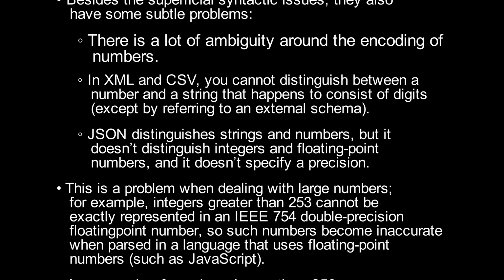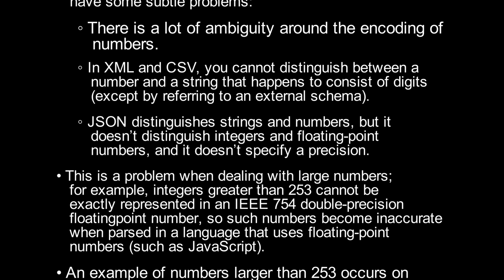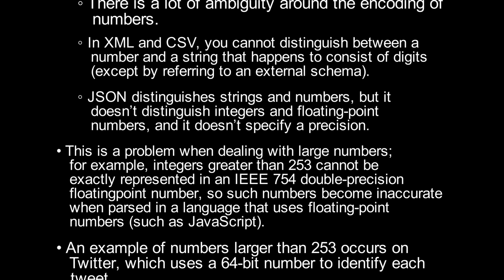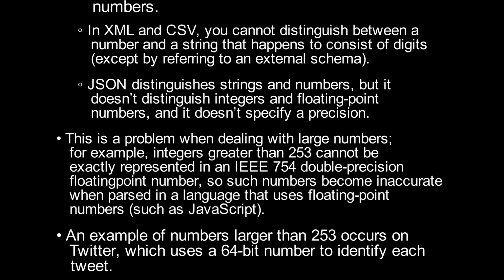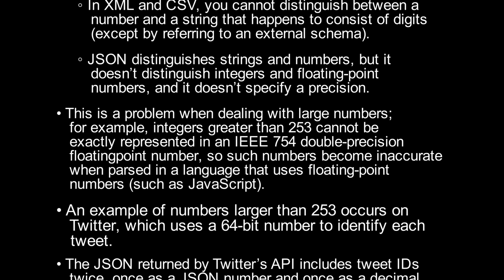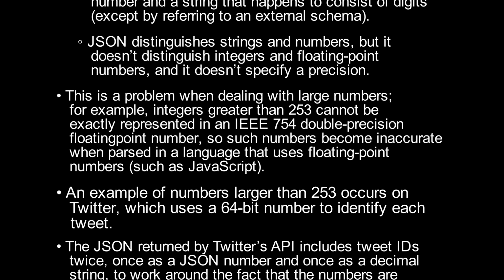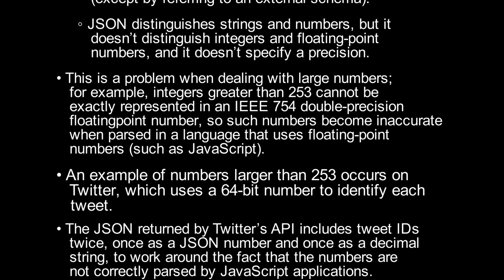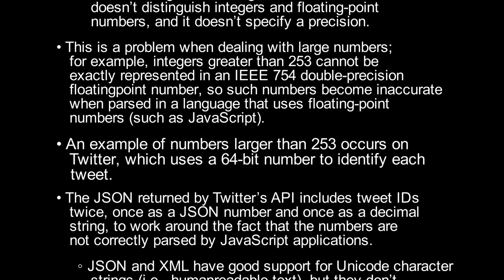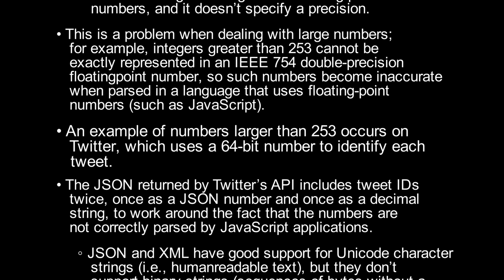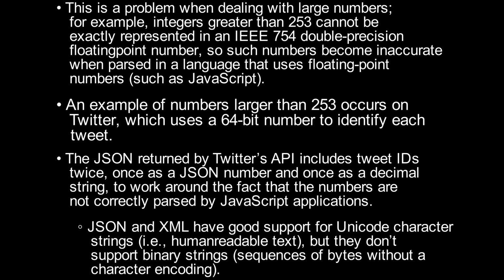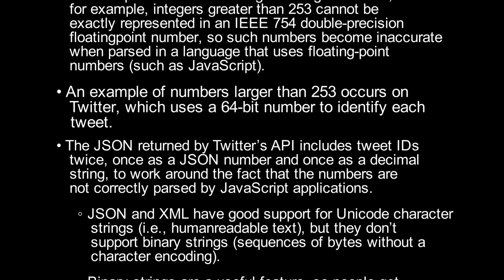For example, integers greater than 2^53 cannot be exactly represented in an IEEE 754 double-precision floating-point number, so such numbers become inaccurate when parsed in a language that uses floating-point numbers, such as JavaScript. An example of numbers larger than 2^53 occurs on Twitter, which uses a 64-bit number to identify each tweet. The JSON returned by Twitter's API includes the tweet ID twice, once as a JSON number and once as a decimal string, to work around the fact that the numbers are not correctly parsed by JavaScript applications.